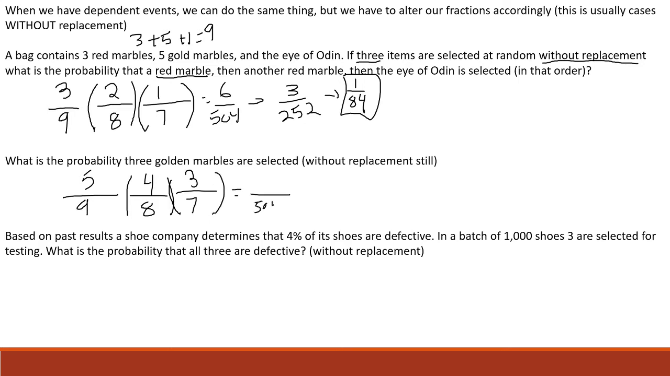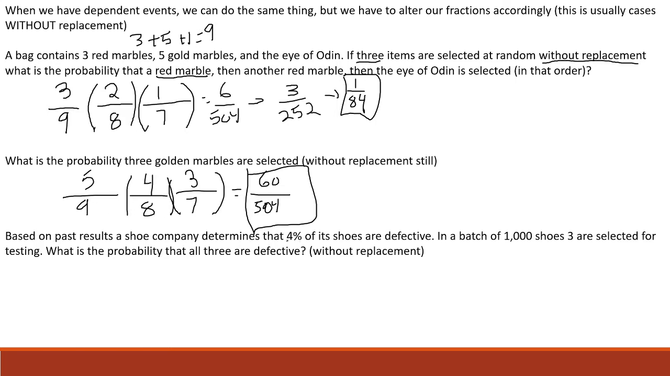So it'd be 504 on the bottom, and then let's see, 5 times 4 is 20, so it'd be 60 on top. So then you would reduce. I'm not going to bother reducing it because I know you guys can reduce fractions, but that would be your answer after it's been reduced, okay? So again, we take it as 3 separate cases, but each case is going to change the fraction of the following case. Now you can also do this with percentages as well.